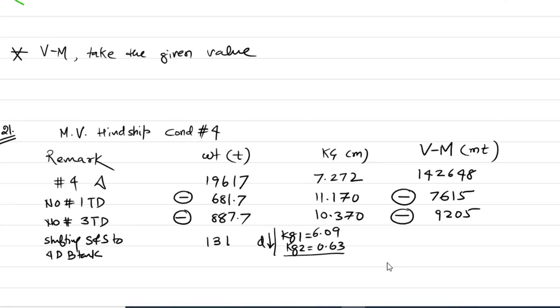So how much is the distance shifted? 6.09 minus 0.63. 5.46. Yes, sir, 5.46. Now the moment is not given for this, we need to calculate it.